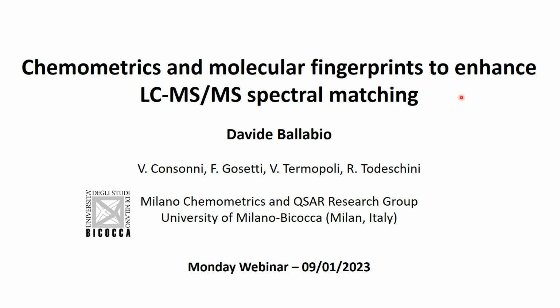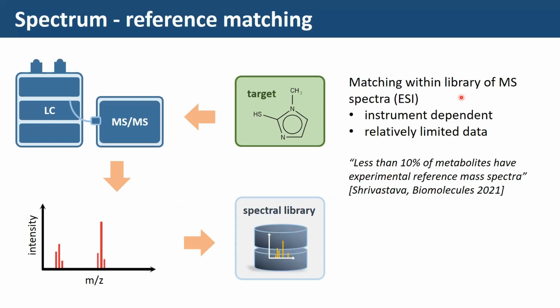So just to give you a short introduction, when you measure a mass spectrum for a sample, through, of course, liquid chromatography coupled with mass spectrometry, you are interested in matching the mass spectrum with a spectral library in order to identify the compound. Usually we have a spectral library which is linked to the instrument we use, and then the matching enables the identification of the compound.